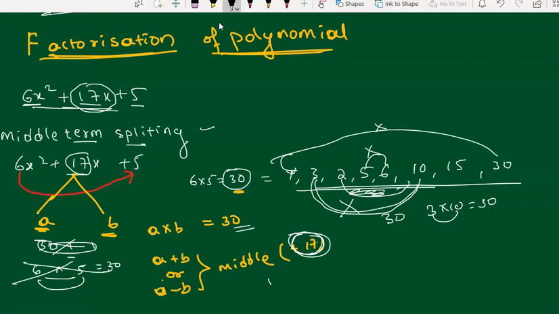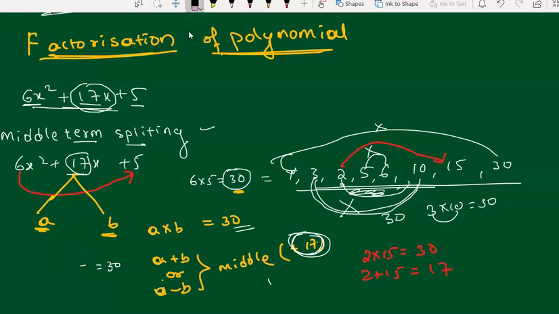And the last combination we have left is 2 and 15. If you take 2 and 15, yes you get 30, and if you add these two, oh my god, we are getting 17 here also. Yes, so my beautiful pair of numbers are, I hope you understood, you copy this. My pair of beautiful numbers are 2 and 15.